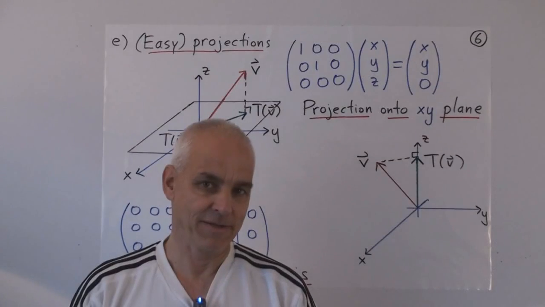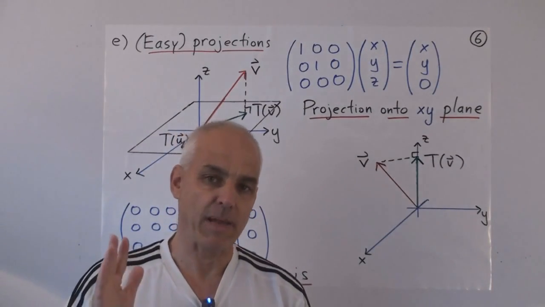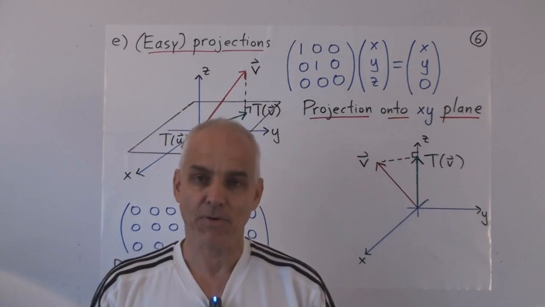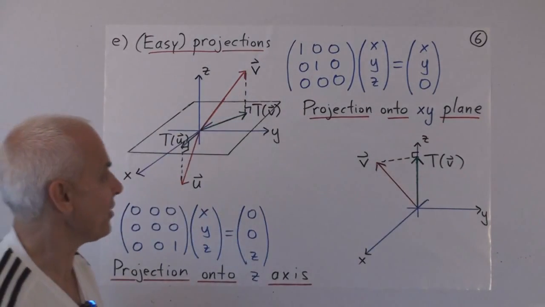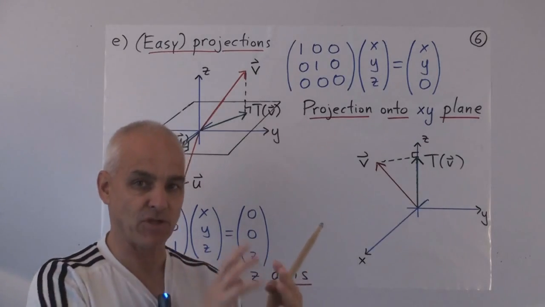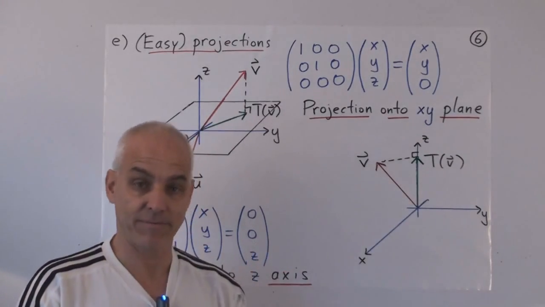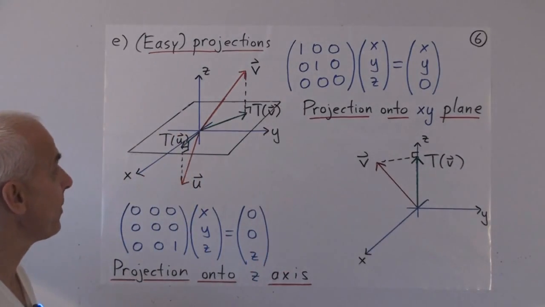Now let's have a look at some simple examples of another kind of transformation called a projection. And we've already talked about this kind of transformation before when we were talking about how to visualize three-dimensional space. We essentially projected three-dimensional objects onto a plane. That's what we're going to do here.